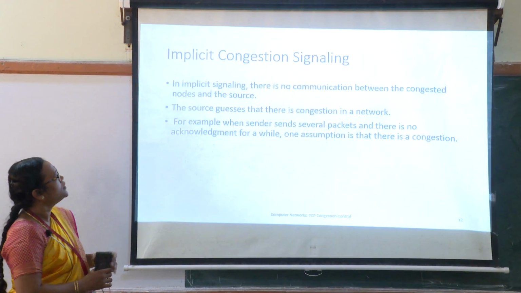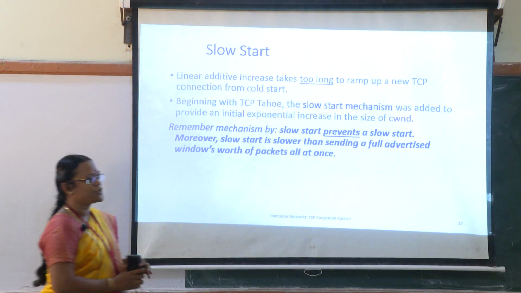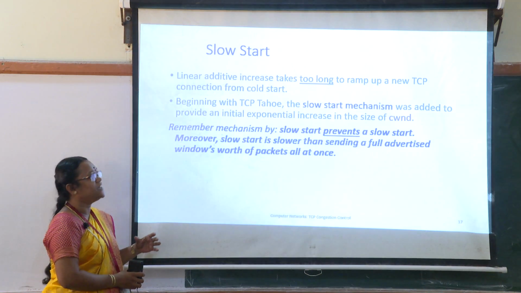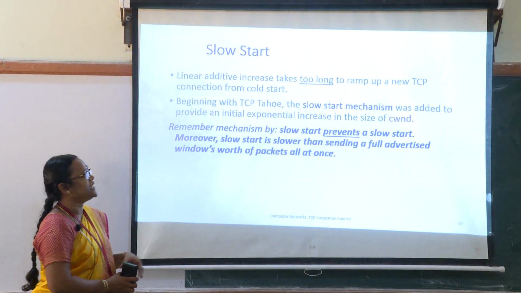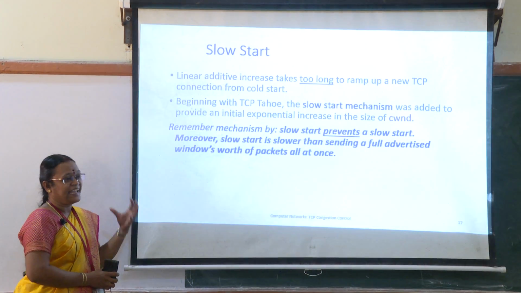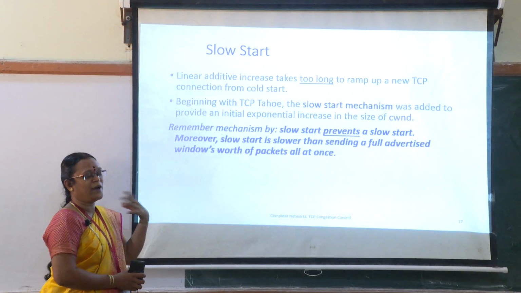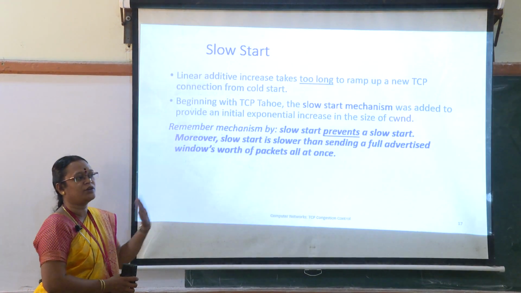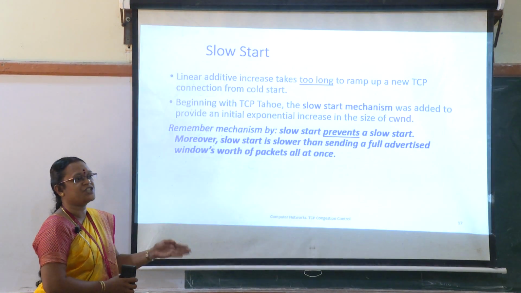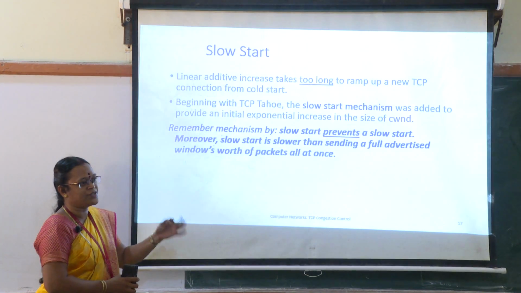So now comes your slow start method. The slow start method is needed because linear additive increase takes too long to ramp up a new TCP connection from a cold start. Initially, how are we going to start the process? You want to have coordination between your transmitter and the receiver. So you will be checking the connection, establishing the connection. So it is a cold start.